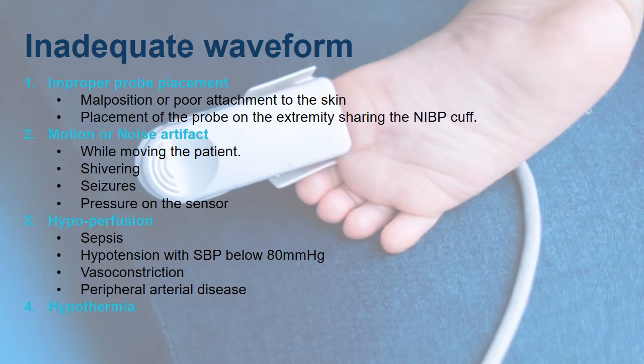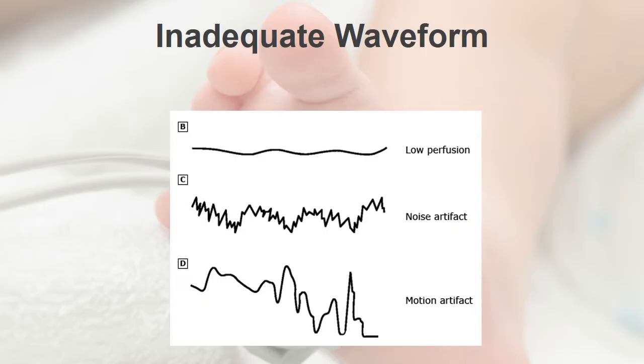Another thing is hypothermia. Of course, if the patient is hypothermic, he has peripheral vasoconstriction, and he's again going to give you a bad waveform. These are the inadequate waveforms which you can see in this picture. If the patient has low perfusion due to peripheral arterial disease, hypothermia, or hypotension, you are going to get a wave, but it does not have a good amplitude and does not have a dicrotic notch. You just get a wave.